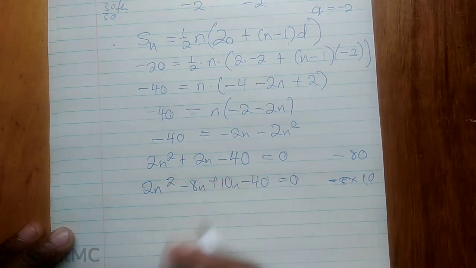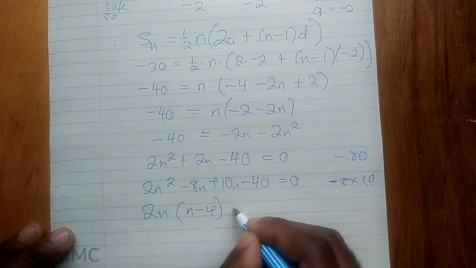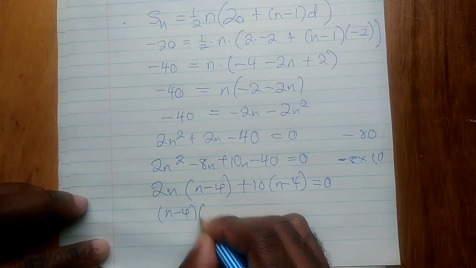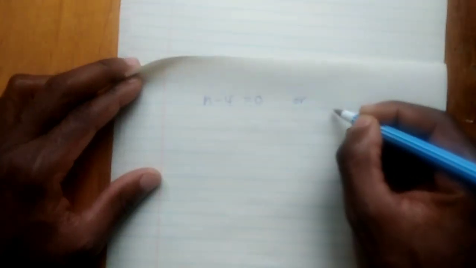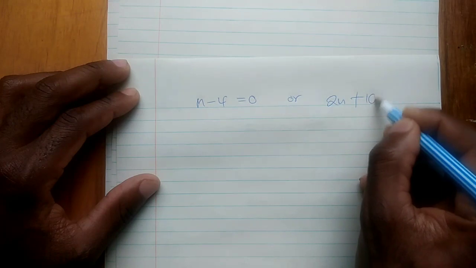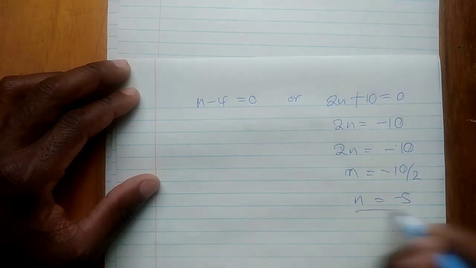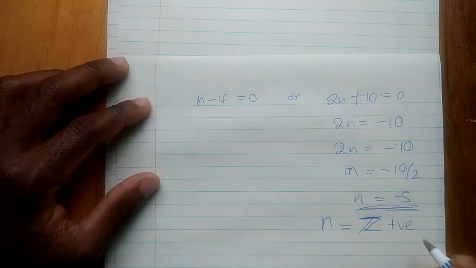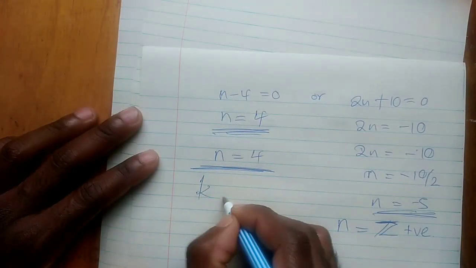It doesn't matter which one goes to the left or to the right. Let's factorize 2n, n minus 4, factor out a 10, n minus 4 is equals to 0. n minus 4, 2n plus 10 is equal to 0. So n minus 4 is equals to 0, or 2n plus 10 is equals to 0. n equals to minus 5. Watch out, remember, n is supposed to be a positive integer, so this will not work. So k is the same as n. K is equals to 4. That's what they are looking for.